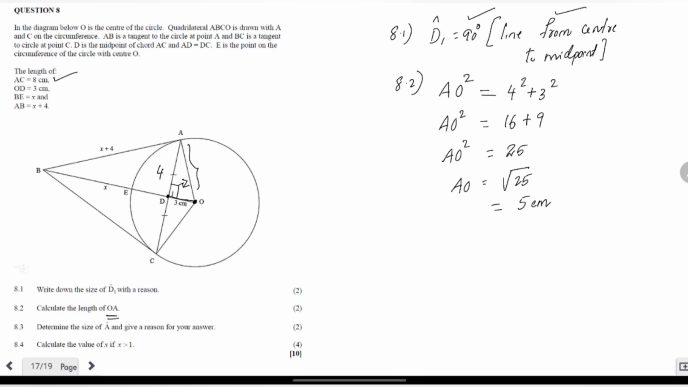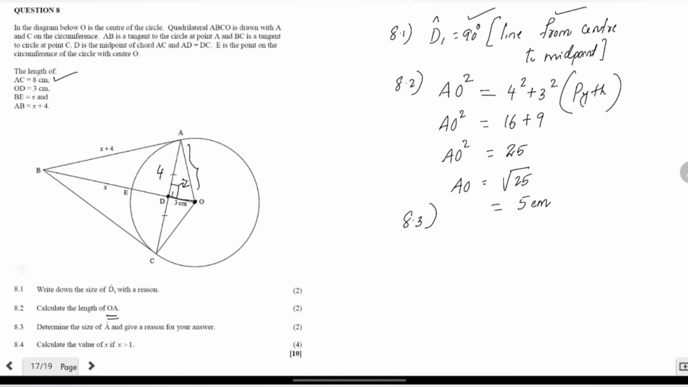So here the reason is, we used what? Pythagoras. You use Pythagoras to get the answer. Clear? So we got it. It's only a 2 marks question. This is how we do it. Then 8.3.